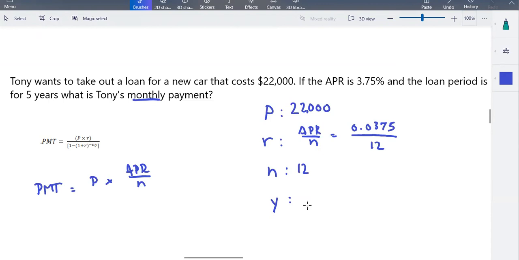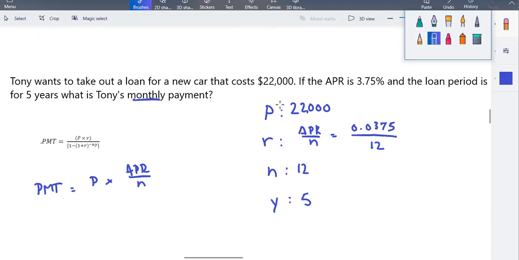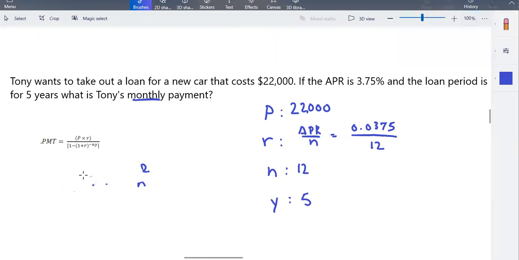Okay, N is 12, 12 payments a year, and Y, the number of years, looks like 5 years. So this is all my information for Tony's loan. Let's go ahead and plug it into the formula, and then we'll plug that into a calculator.